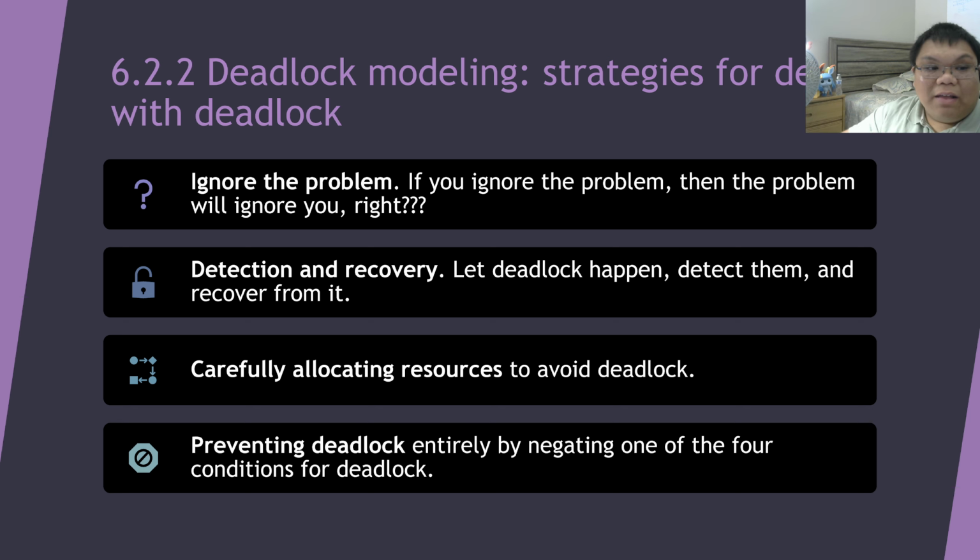Alright, let me back up. The 4 strategies to deal with the deadlock are as follows. 1. Ignore the problem. 2. Detect and recover. Let deadlock happen, detect whether it has happened, and find some means to recover from it. Number 3. Allocate your resources in a way that avoids deadlock. Number 4. Of the 4 conditions for deadlock, find a way to negate one of them. Because if you eliminate just one condition for deadlock, you have broken the deadlock. We'll look into that once again next week.